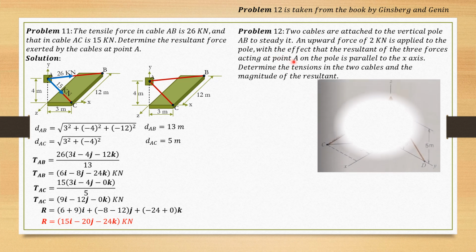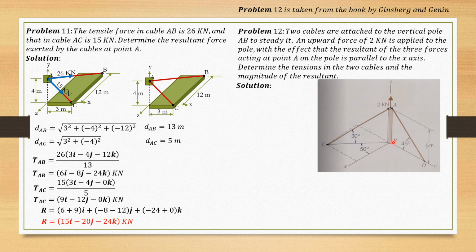So by the way, this problem is taken from the book by Ginsberg and Jenin in second edition of their mechanics book. So this is the figure. So take note that the given information is the effect is such that the resultant of the three forces acting at point A, which is here, the forces are concurrent about A, will be parallel to the x-axis.